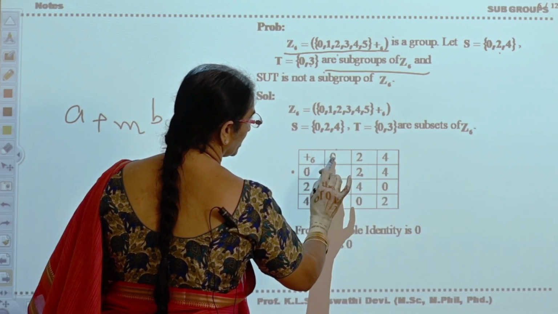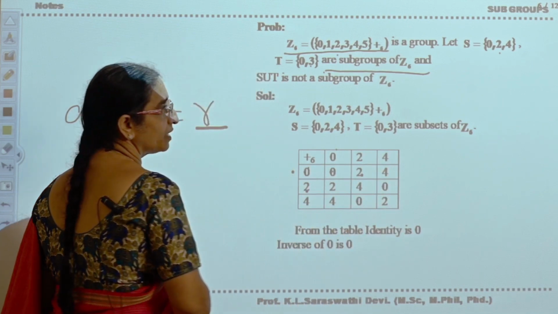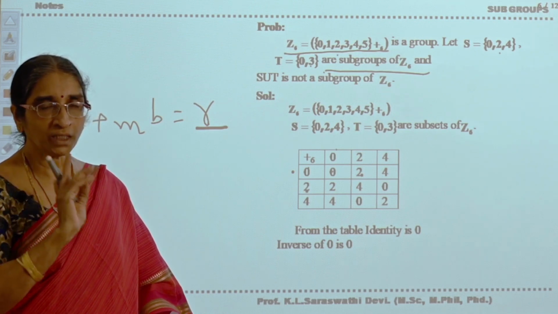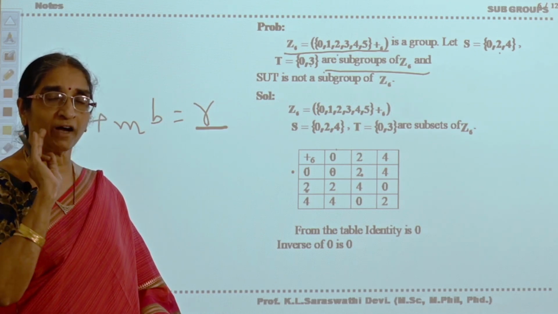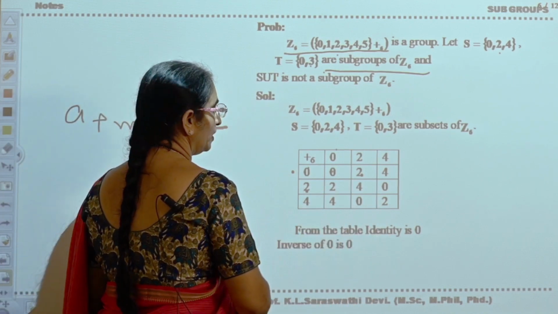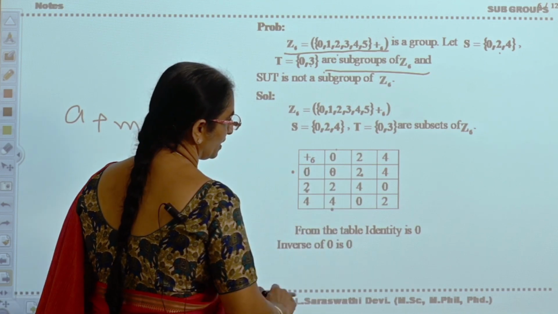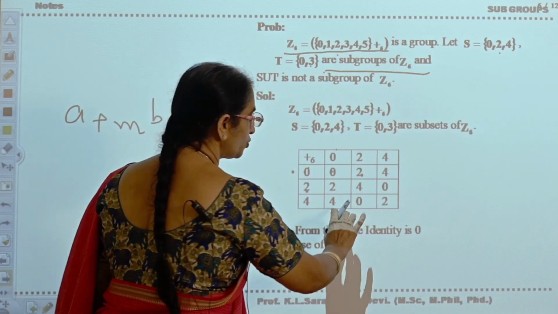Next, similarly for 2 and 4. Coming to the last element, 2 plus 4 is 6. 6 by 6, the quotient is 1, but you are not taking that value. When 6 is divided by 6, the remainder you have to take, that is 0. Here also, 4 plus 0 mod 6 is 4. 4 plus 2 is 6, 6 by 6, 1 time it will cancel, the remainder is 0, that you are writing.